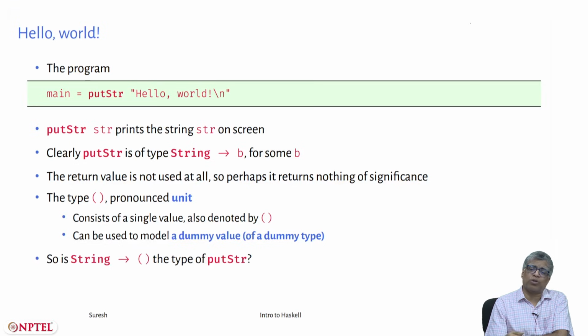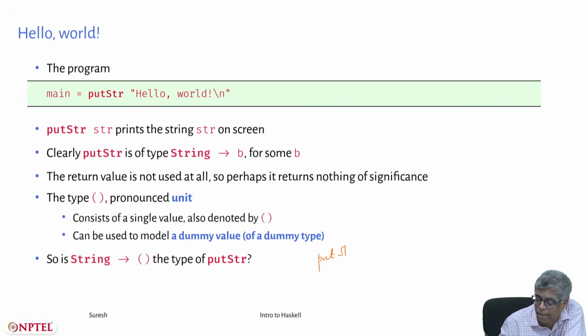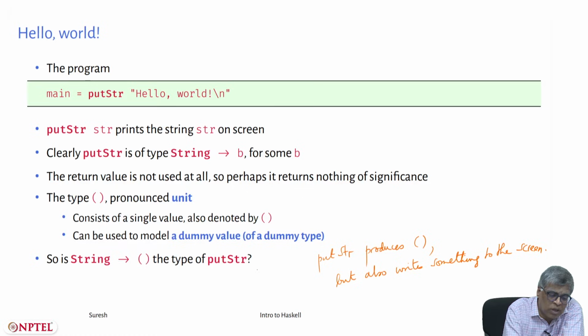So now let's get back to the question, what is the type of putStr? Is String arrow unit the type of putStr? It could be, but this ignores one other aspect of putStr. Recall that I said two things happen with putStr. putStr produces a value but also writes something to the screen. Such a thing is called a side effect.